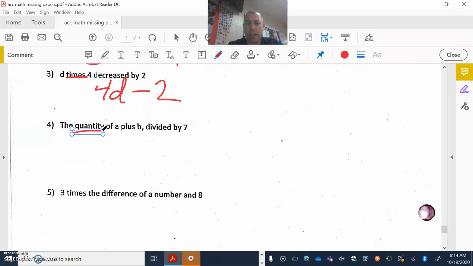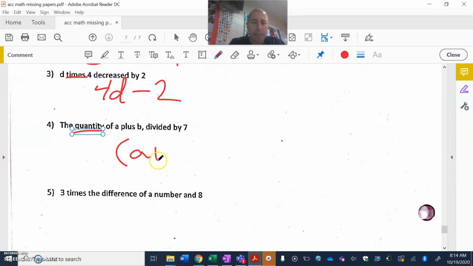So we can say the quantity of A plus B, which would be the exact same thing as saying the sum of A and B. Sum means to add and to use parentheses. So again, vocabulary here. So A plus B, all right, and then we're going to divide it by 7. So fraction bar is what we need.